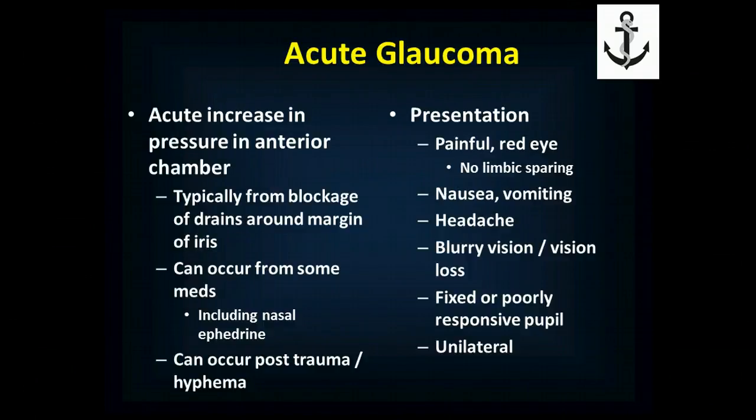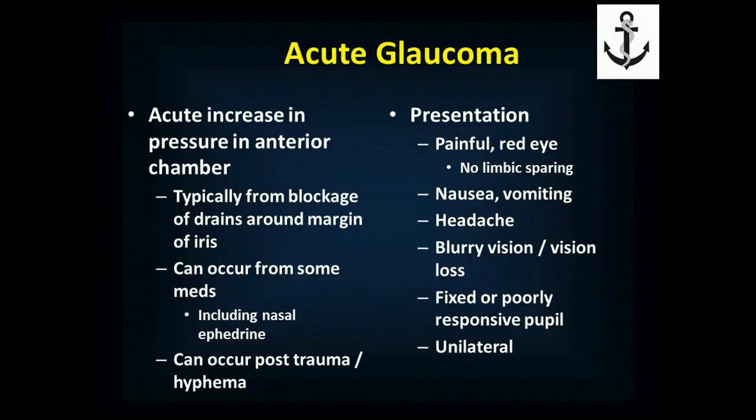Acute glaucoma is a sudden increase in the pressure in the anterior chamber, and typically it's from blockage of the drains around the margin of the iris, like blood from the hyphema. It can occur from some medications, and the one that's going to be problematic for you is nasal ephedrine, which is used as a nasal decongestant.